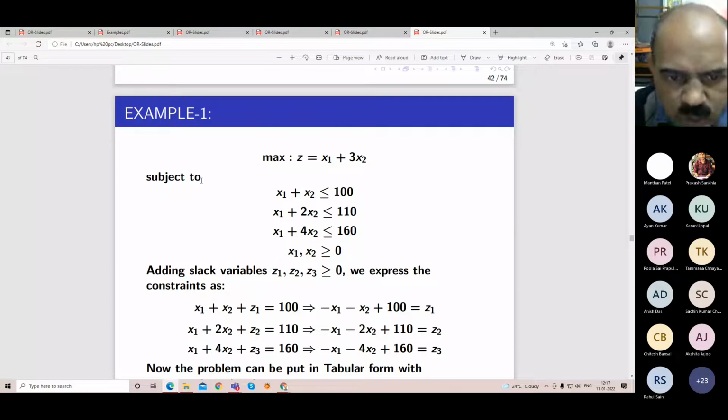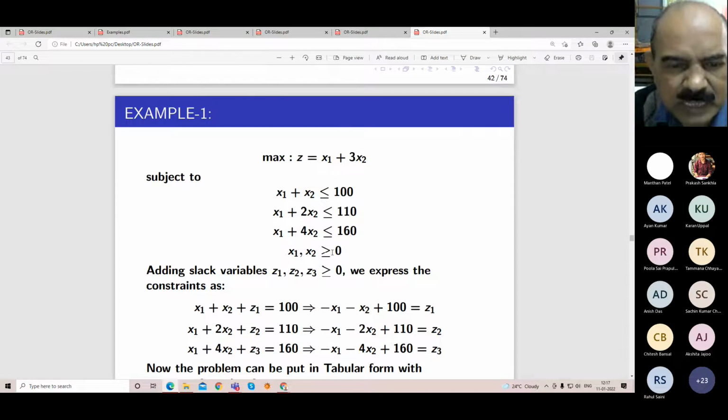Subject to x1 plus x2 less than or equal to 100, x1 plus 2x2 less than or equal to 110, then x1 plus 4x2 less than or equal to 160. You can see the right hand side elements, the resource levels, are 100, 110, 160. And our x1, x2, the actual variables we are interested in finding, are non-negative.